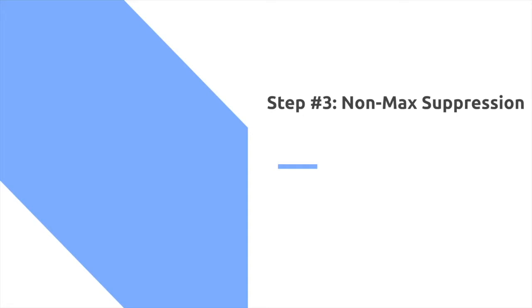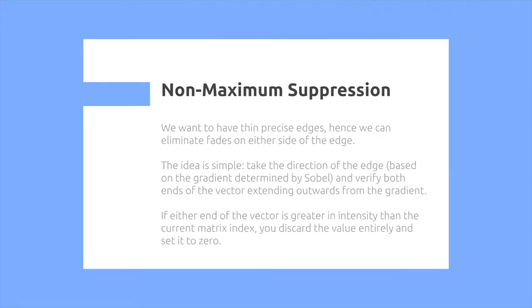So non-maximum suppression, step number 3. We want to have thin edges, and we want to eliminate fades on either side of the edge. The idea is simple. Take the direction of the edge, which we got based on the gradient determined by the Sobel operator, and verify both ends of the vector extending outwards from the gradient. If either end of the vector is greater in intensity than the current matrix index, you discard the value entirely and set it to 0.